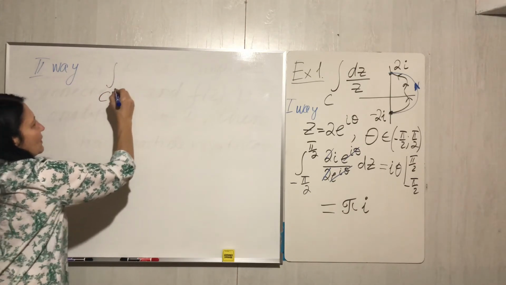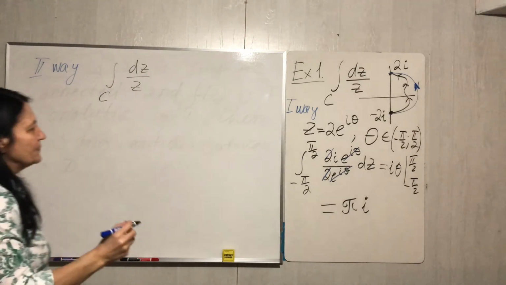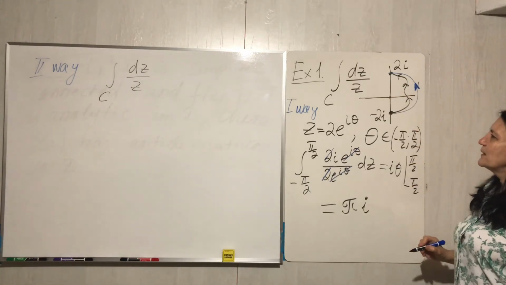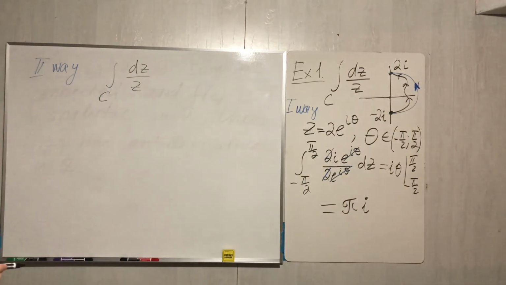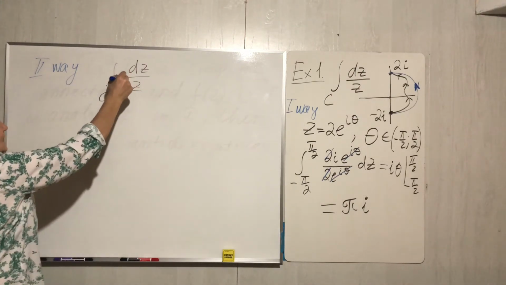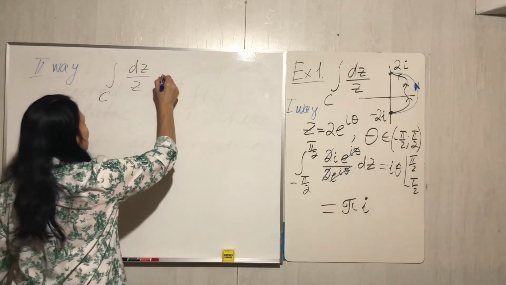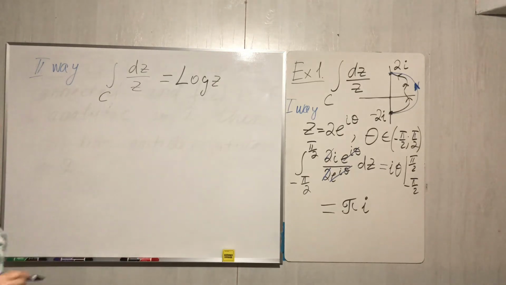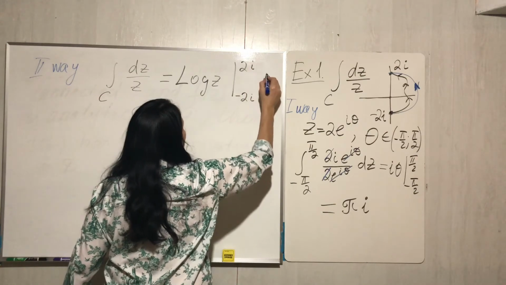Then we can notice that for the integral along C of dz over z, we can introduce a cut here, think about the cut. So we can say that 1 over z is the derivative of the principal branch of the logarithm, log z, so the antiderivative would be log z, and then we just evaluate this function at the points negative 2i and 2i.